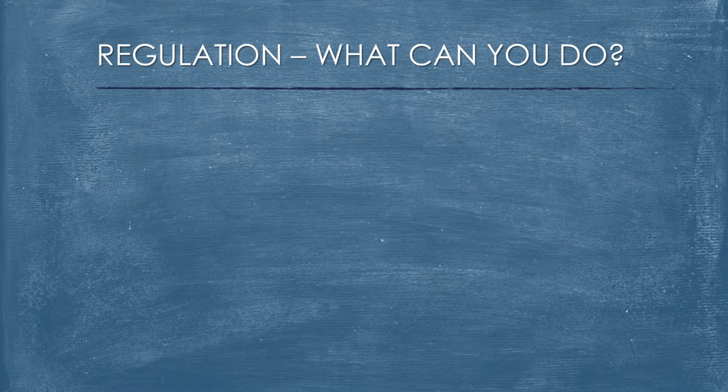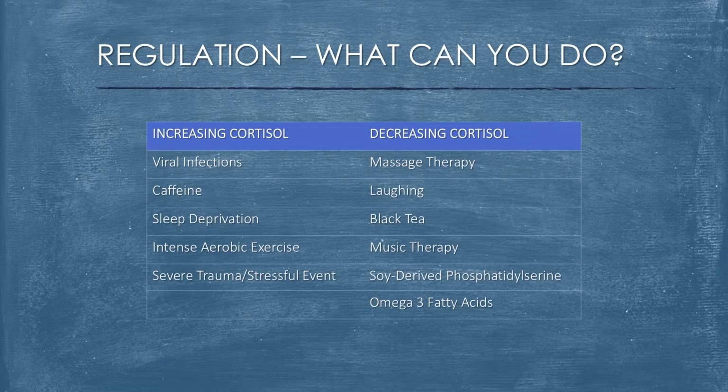Now, there are many things that you can do to regulate cortisol. Obviously, we don't want to increase cortisol, but however, if you have a viral infection, if you're engaging in intense exercise, if you're going to the gym a lot, if you're sleep deprived, if you've just encountered a severe trauma or a stressful event, or you even drink a lot of Diet Coke, or regular Coke, that might increase your cortisol levels, and that's not what you want.